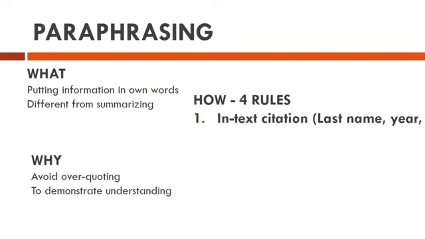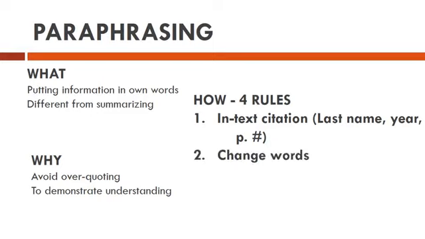Rule number 1. You need to include your in-text citation in parentheses directly after every single paraphrase you write. Remember, in APA, you need the author's last name and the year of publication in an in-text citation. Including a page number isn't necessary, but it is helpful. If you forget your in-text citation or you do it incorrectly, your paper is considered plagiarized.